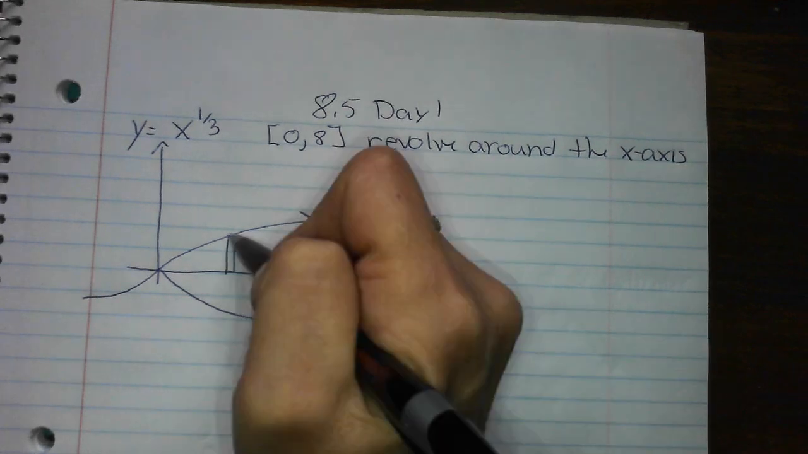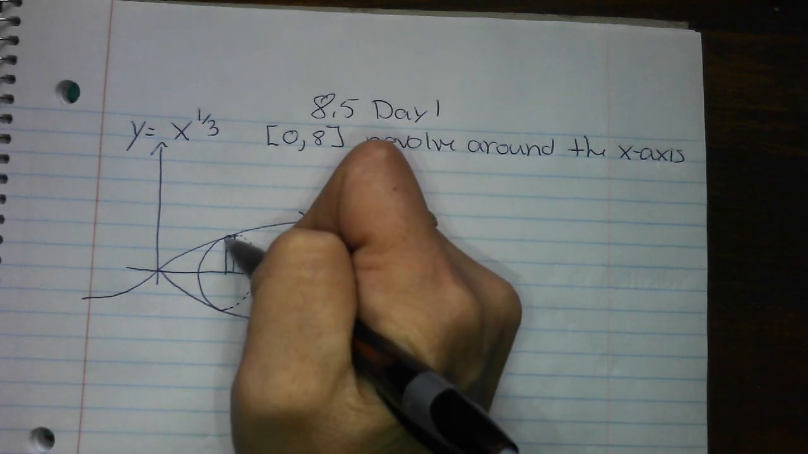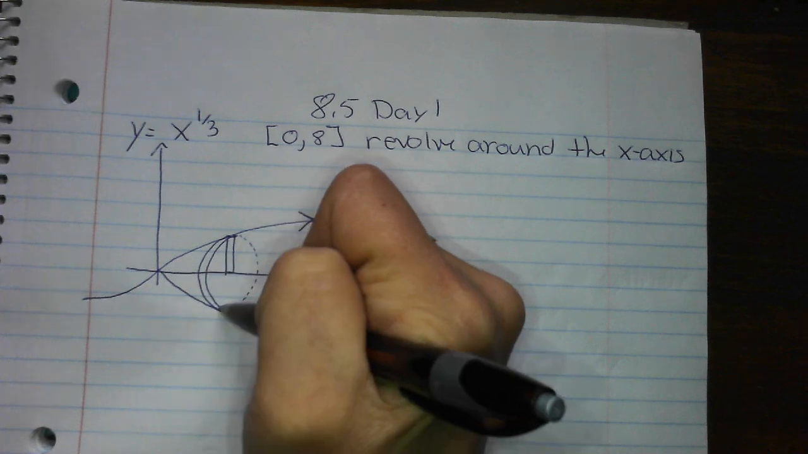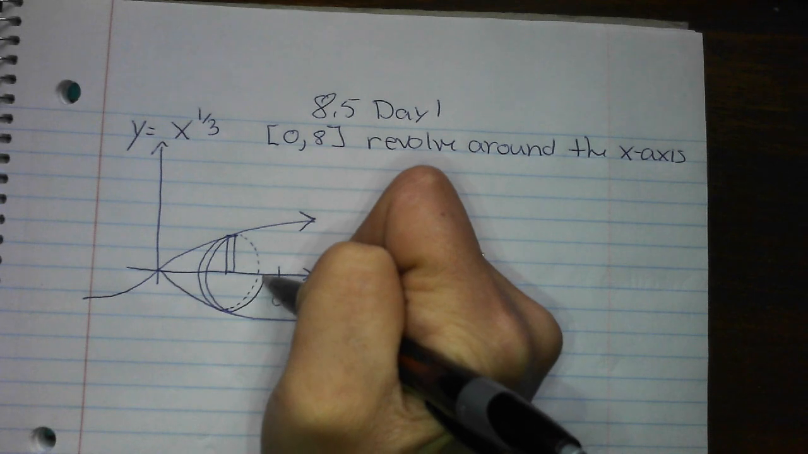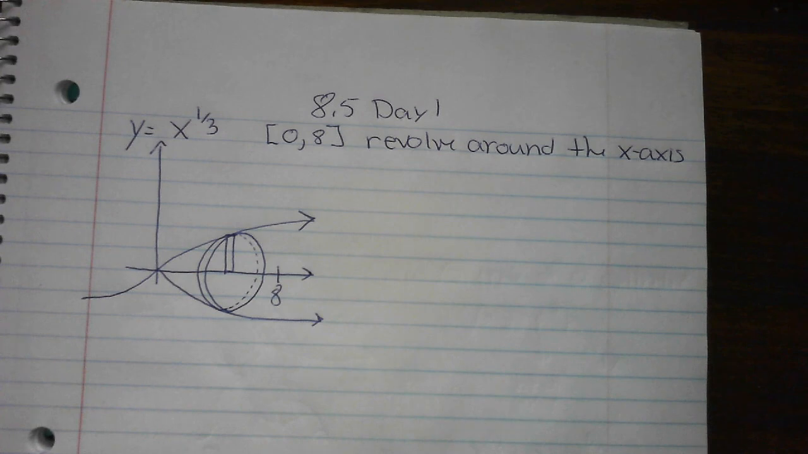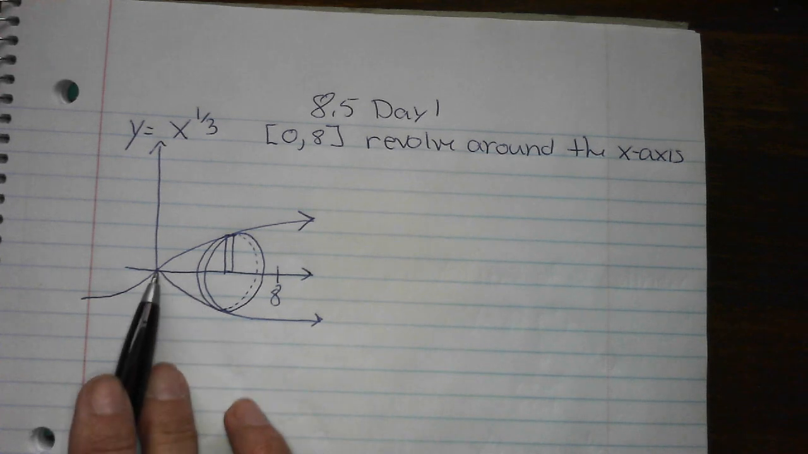So as this rotates around, hopefully you see a nice little flat cylinder there. Okay, so what we're going to do is add up cylinders.